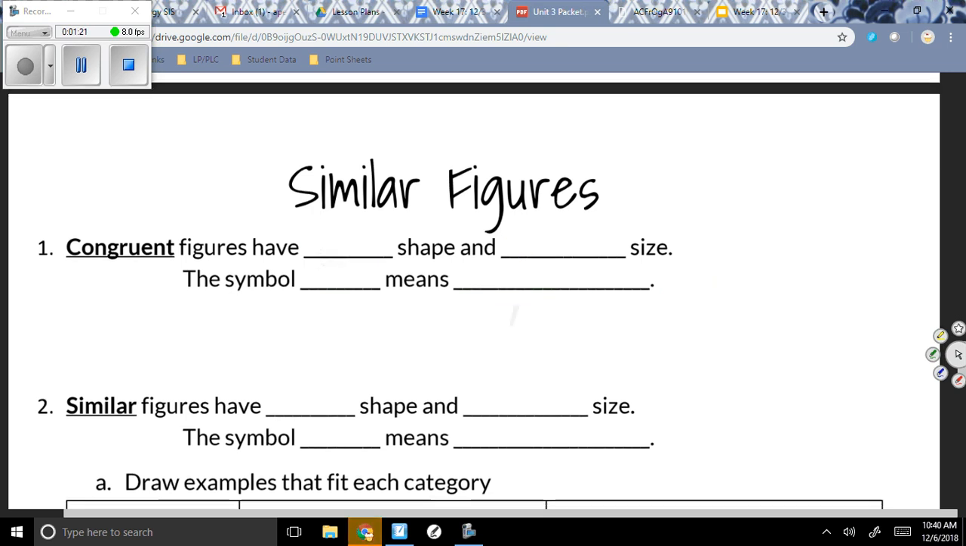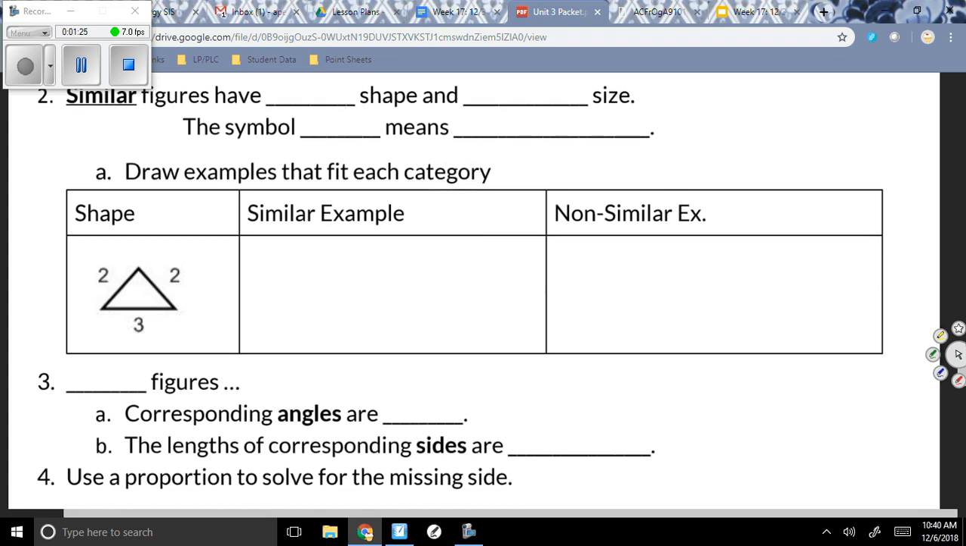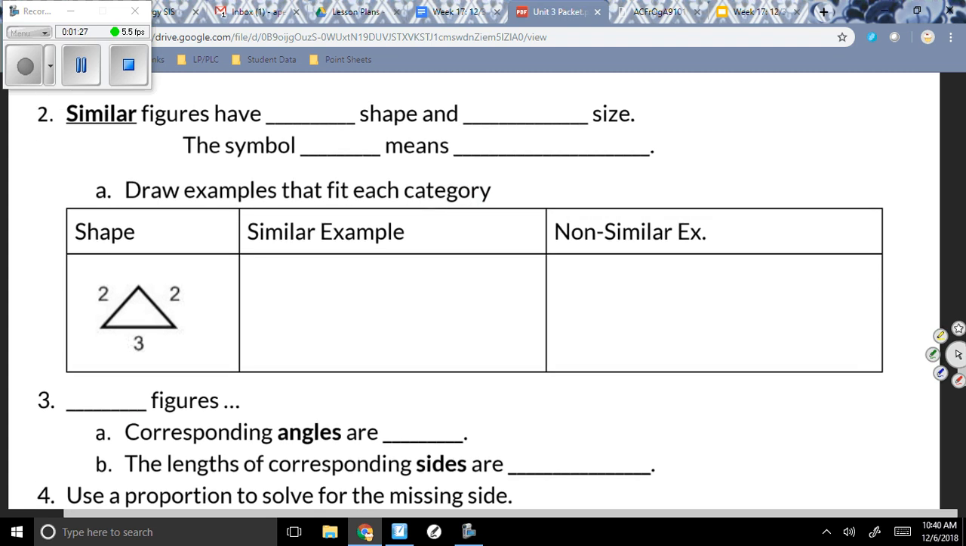All right, now we are going to move on to similar figures. Now, similar figures have the same shape, but they have a different size. So it's going to look like the same triangle, only smaller or bigger than the original one. And the symbol for similar is just the squiggly line that goes above the congruent symbol, and it means similar.